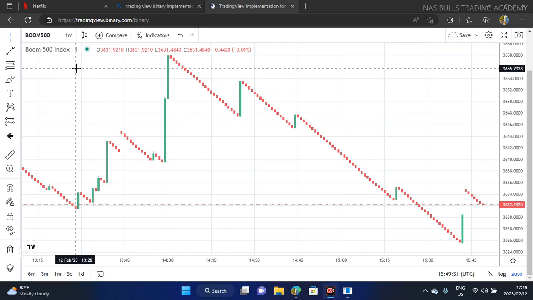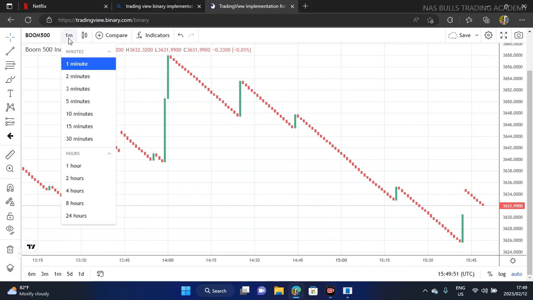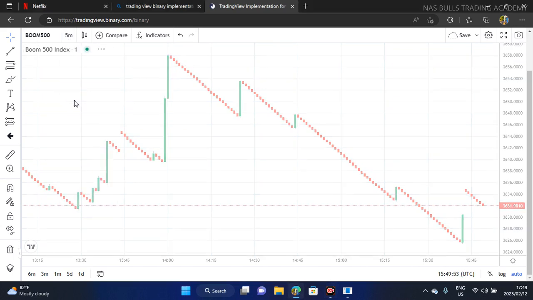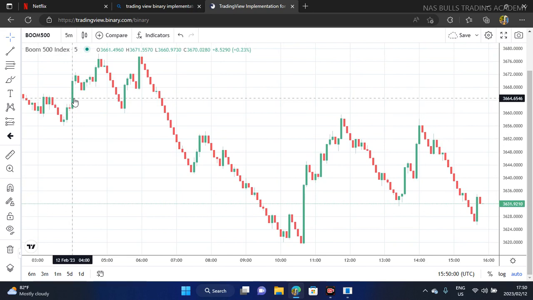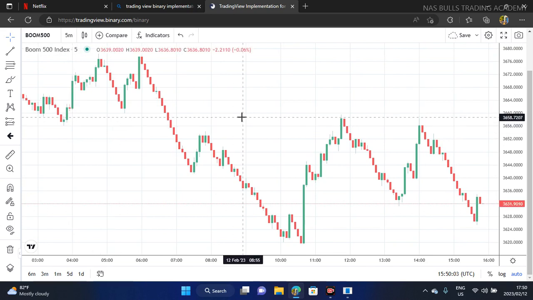The way you analyze Nasdaq, for example, or the way you analyze currency prices, is the way you must also analyze boom and crash. The only difference is that we don't analyze with the 1 minute. Most of the time I prefer to analyze with 5 minutes, then we can go to 15 minutes, 30 minutes, and 1 hour. Those are the time frames I prefer to analyze boom and crash.